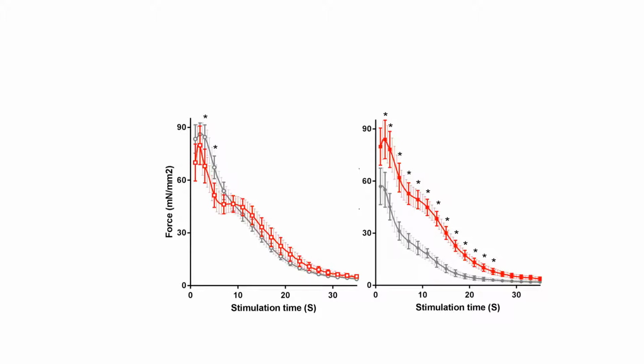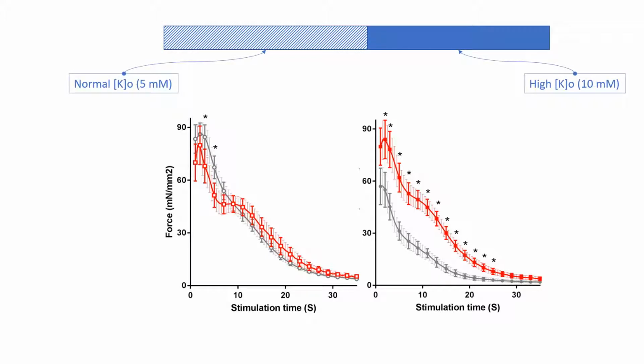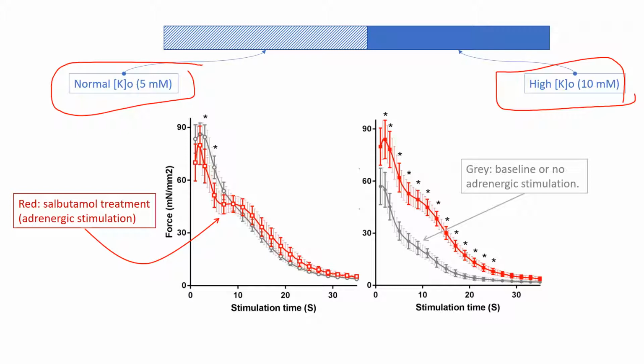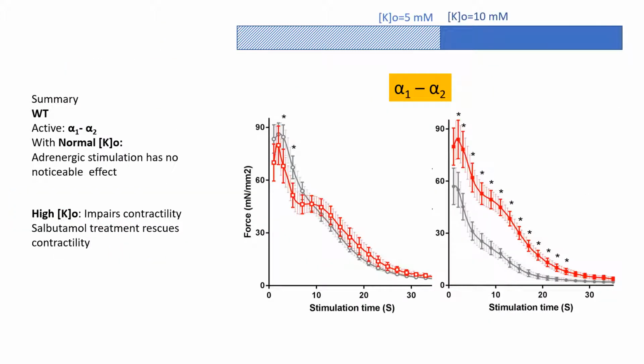For the sake of this presentation, I used these blue bars to show when we had normal extracellular potassium, and when we had high extracellular potassium. These red lines represent salbutamol treatment. Salbutamol is a synthetic beta-adrenergic agonist, or adrenergic stimulator. The gray line represents the baseline, or no adrenergic stimulation, and this shows which isoform was active during the experiment.